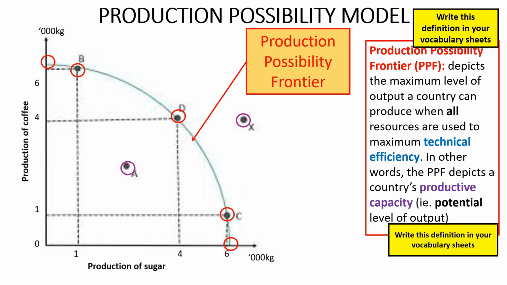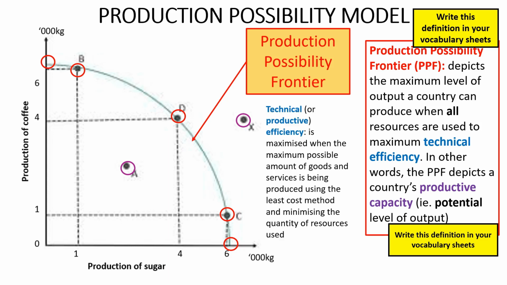The second important economic concept which is referred to in this definition is the concept of technical efficiency, which is also often referred to as productive efficiency. Technical or productive efficiency is maximized when the maximum possible amount of goods and services is being produced using the least cost method and minimizing the quantity of resources used. Look down the left-hand side of your vocabulary sheets, find the term technical or productive efficiency and write this definition in there.